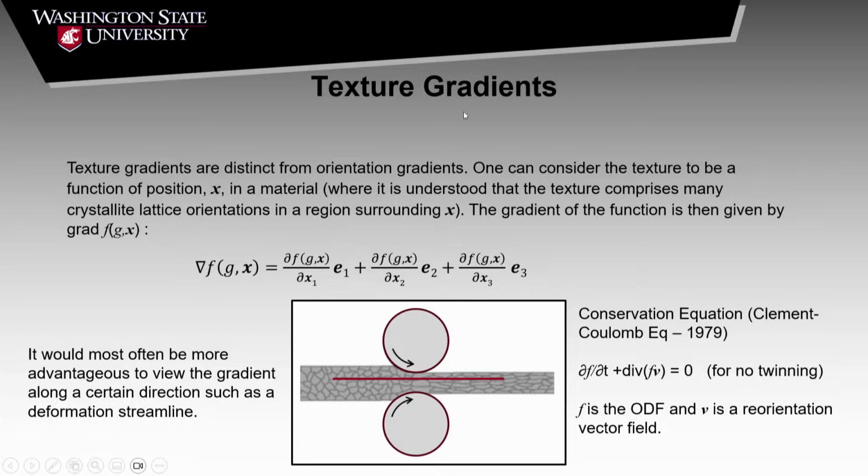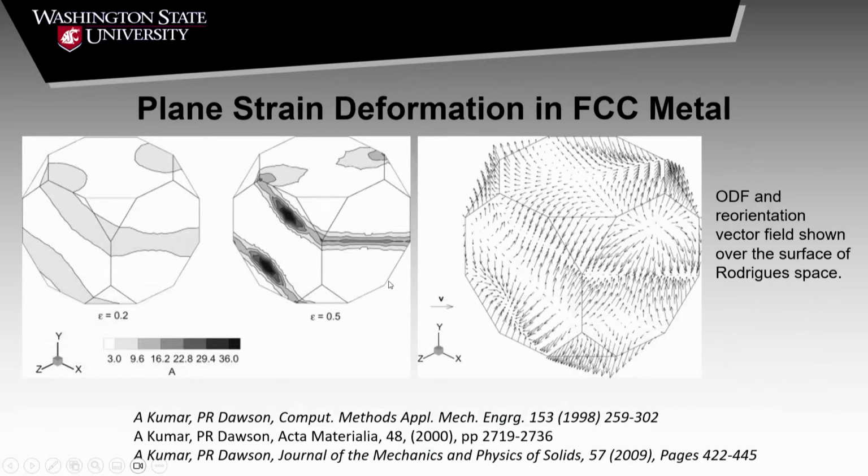Okay, so texture gradients or orientation coherence. We have to figure out our function for texture, our ODF, orientation distribution function. We just say it's an f of g. And if we include x dependence, then we can use this del operator that you became very familiar with from some of the conversations earlier, and figure out the gradients in that distribution. Now, it's not a single component. We have an entire function that we're taking the gradient of, and so you have to represent it over ODF space.